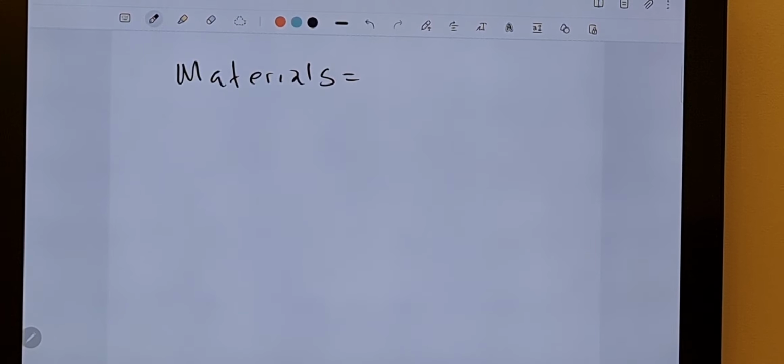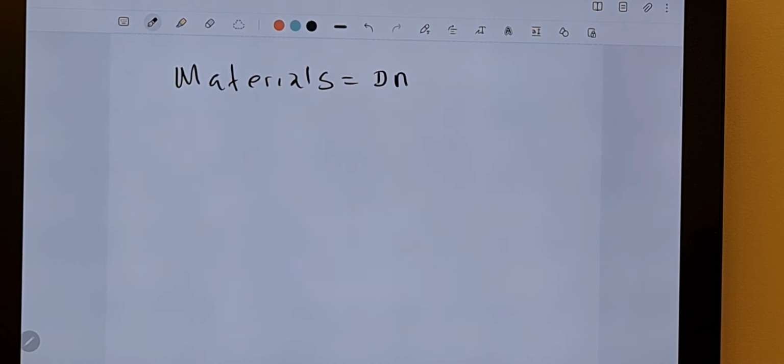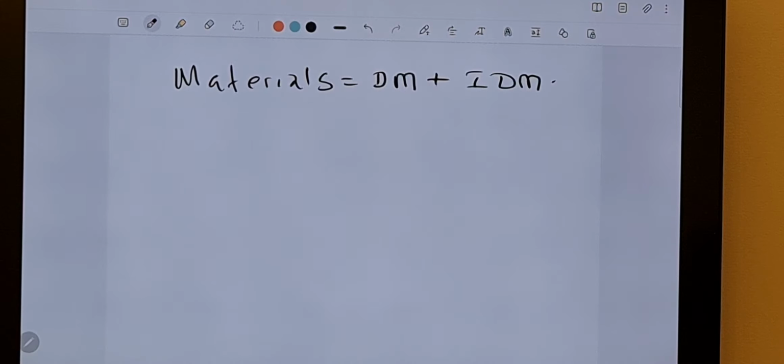I can say direct materials plus indirect materials. Labor, total labor cost, you will say direct labor plus indirect labor. The other one is other expenses, excluding material and labor.